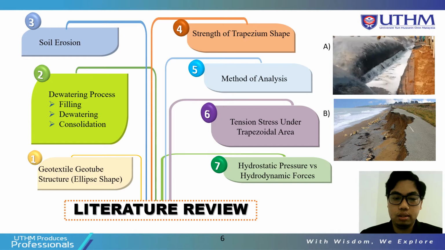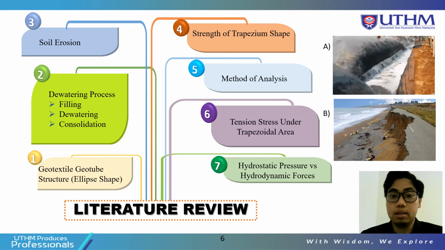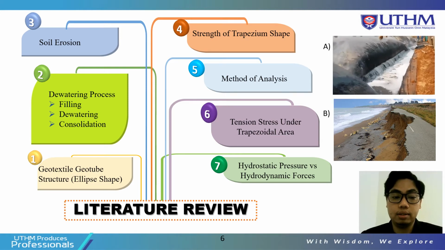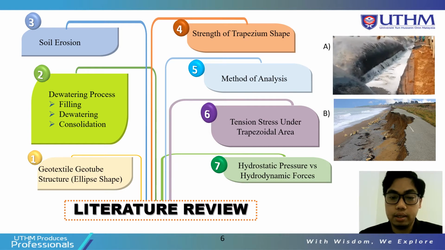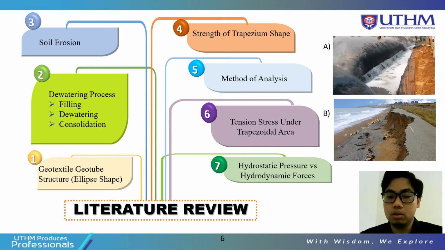Next, we jump to literature review. There are several literature reviews that will be cited in this report. It will be categorized into 7 subchapters that are: first, geotextile geotube structure ellipse shape; next, dewatering process; third one, soil erosion; next, strength of trapezium shape; next, method of analysis; then tension stress under trapezoidal area; then hydrostatic pressure versus hydrodynamic force. The picture at the right corner is the picture of dewatering process, and the picture below the dewatering picture is soil erosion.